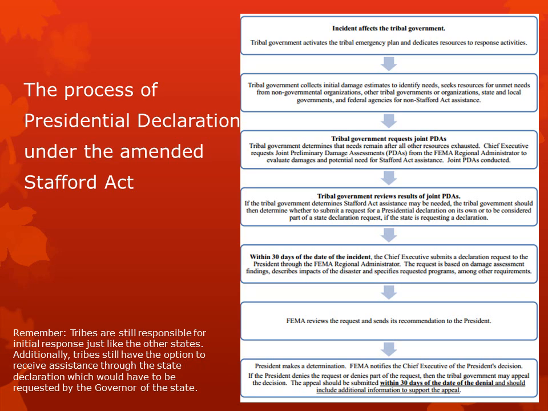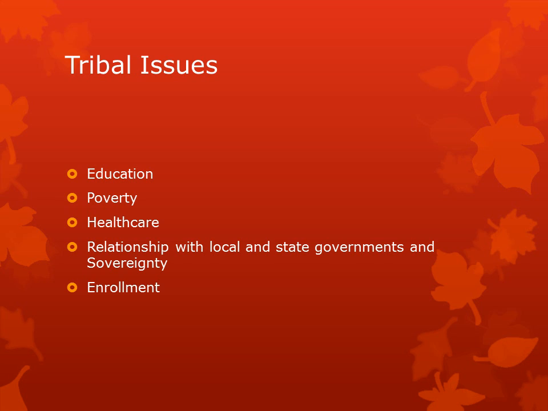The President will then evaluate the request and determine whether Stafford Act assistance is warranted. The President has the sole authority to make a Stafford Act declaration. Once the declaration is made, FEMA will expeditiously notify the Chief Executive of the decision. If the President denies the request or denies part of the request, the tribal government may appeal the decision. The appeal should be submitted within 30 days of the date of the denial and should include additional information to support it.